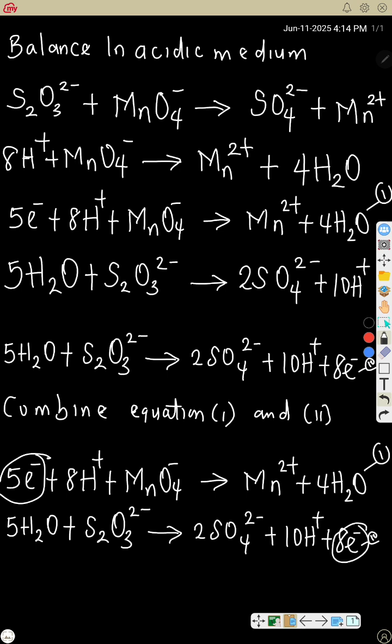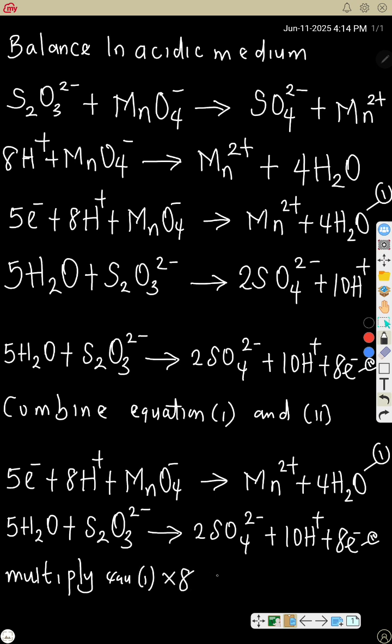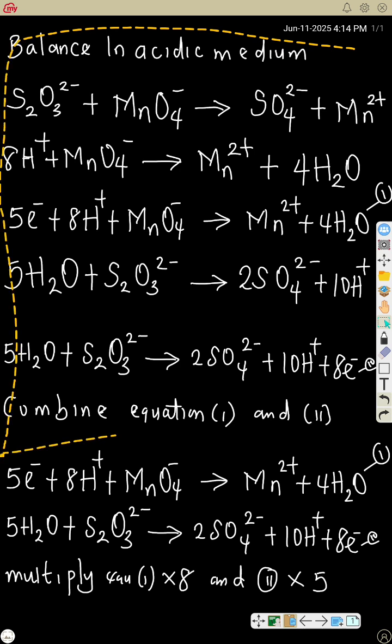So the electrons must also be balanced. So how can you now get balanced electrons? You multiply equation 1 by 8 and equation 2 by 5. So this 5, the coefficient here, use it to multiply equation 2. And this 8 coefficient here, use it to multiply equation 1. So you are going to get the same electrons. So it's just like you are solving simultaneous equations.